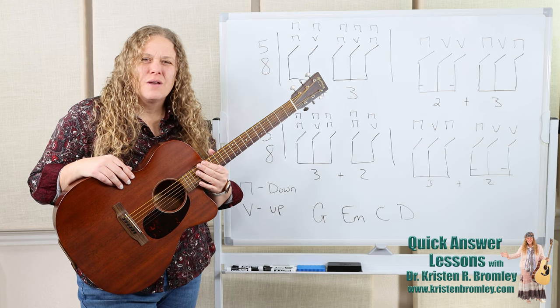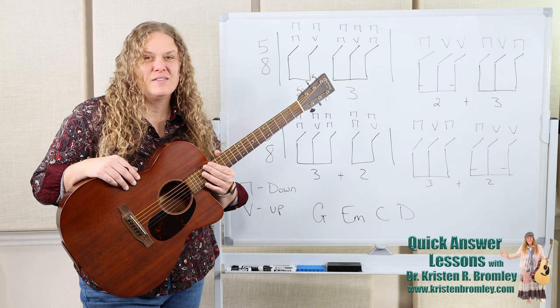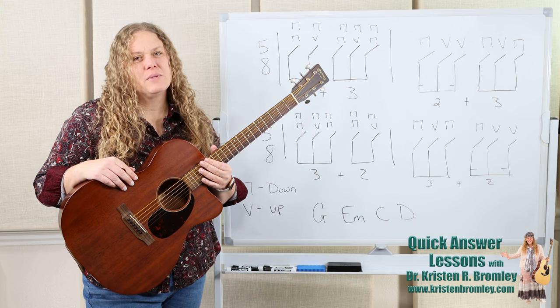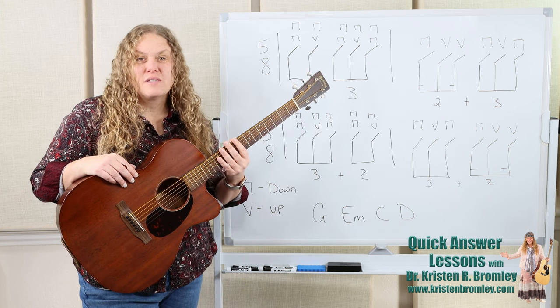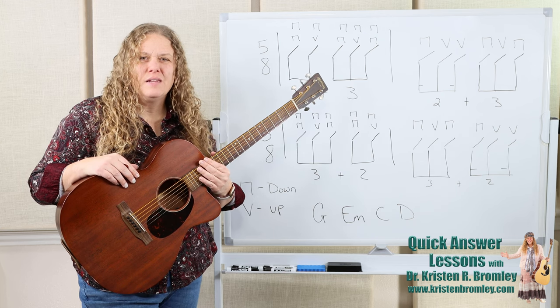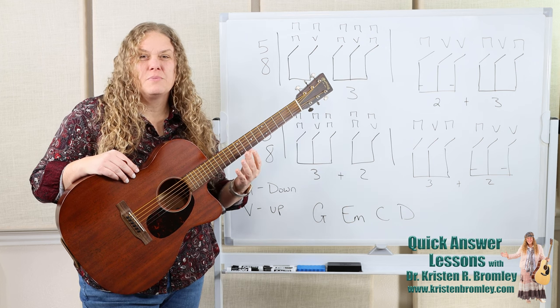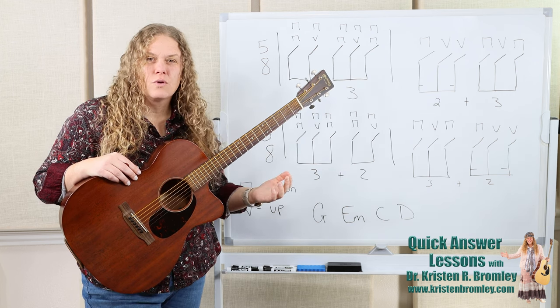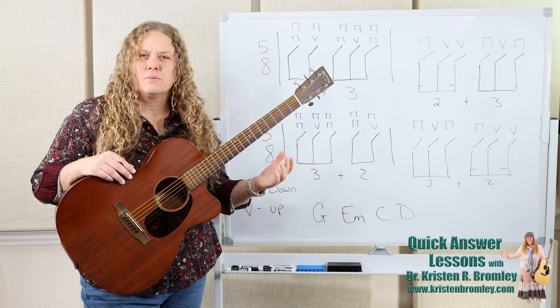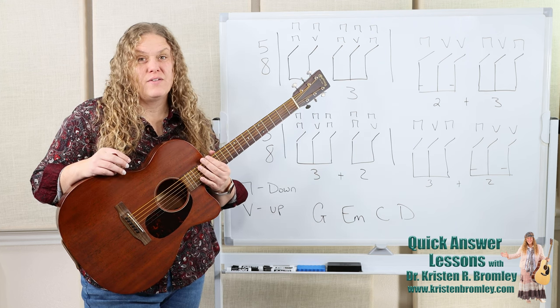In this quick answer episode, I'm going to be explaining how we can do some strumming patterns in 5/8 time. So 5/8 time is an odd meter. It's similar to 7/8 time. They're both odd meters. But in this lesson, I'm explaining 5/8. There is a quick answer video on 7/8. And I'll also mention that if you're running into 5/4 or 7/4, the same principle applies for strumming in 5/4 and 7/4 as it does in 5/8 and 7/8.